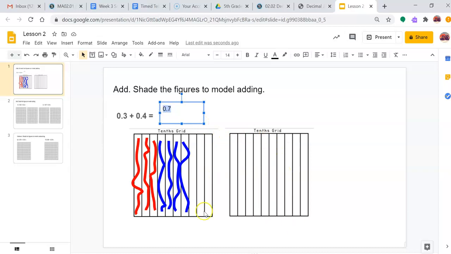Notice I didn't have to use this second grid at all. You're going to see that when we use our hundredths. I'll show you an example of that. When you are adding tenths, you could need the second grid or more. But for this example, we did not. So our answer for this problem was 0 and 7/10. Okay, so that's how you show the model and add them up.